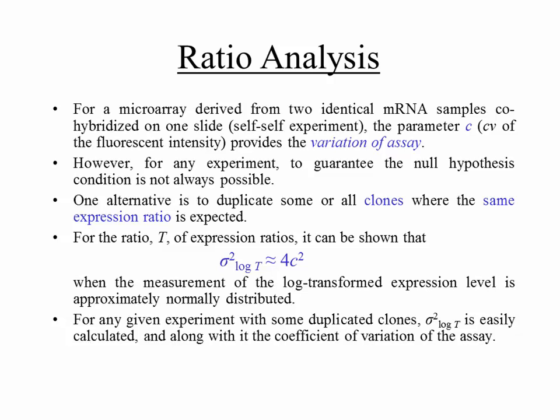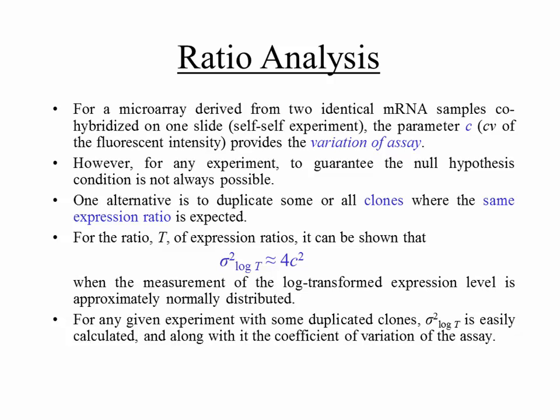So it's called a self-self experiment. The parameter C, which is the coefficient of variation of the fluorescent intensity, provides the variation of the assay. However, for any experiment, to guarantee the null hypothesis condition is not always possible, and one alternative is to duplicate some or all of the clones where the same expression ratio is expected, right?